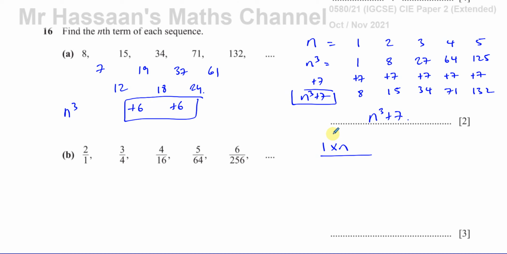And we have to think about it. If the first term is 2, this will give us 1. We have to make the first term 2, so we've got to add 1 to it. All right, so you end up with n plus 1.